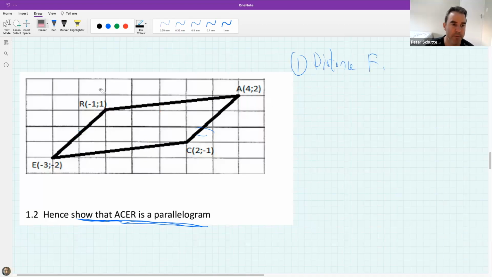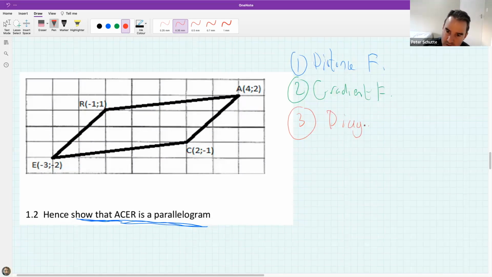Another way of showing something's a parallelogram is to show that opposite sides are parallel. And if you show that opposite sides are parallel, the way you do that is you show the gradients are equal. Then you would use the gradient formula. And that's good and well, but it takes a little bit longer than the third way. And the third way is my favorite way. And this is where I use the diagonals and I show that the diagonals bisect each other. And in order to show the diagonals bisect each other, I use the midpoint formula.